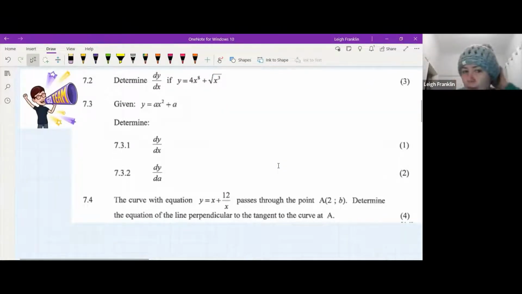Okay. So back to this question from 2019. This is what I was trying to talk to you about when I was saying that they expect you to be able to differentiate with respect to one variable at a time. In question 7.3.1, they ask you to differentiate y with respect to x. And then in question 7.3.2, they also want you to differentiate y, but with respect to a. So that's why I wanted you to see that question earlier in this course, because it can be asked at the end of the year.